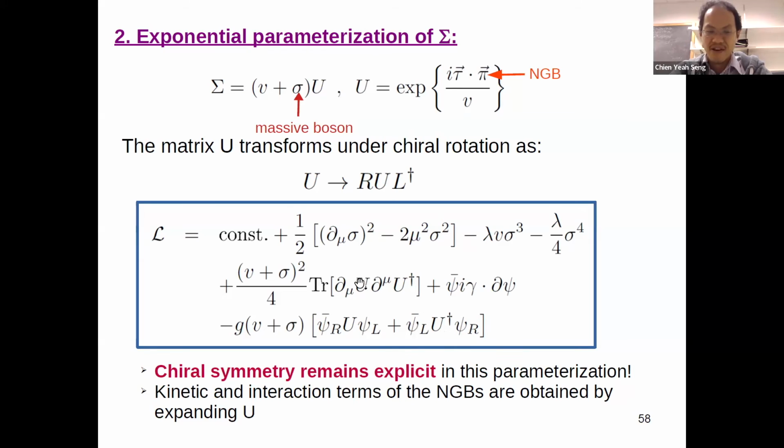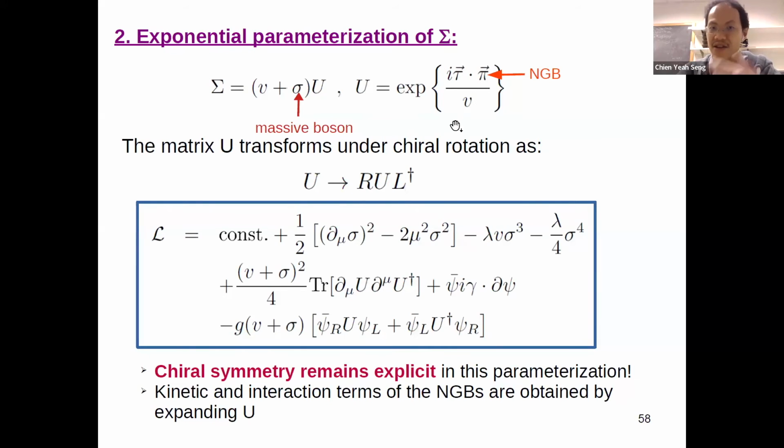And then this term is obviously also chirally symmetric because you have a trace. So the R can move there, so the R and R dagger cancel each other. So in this way of parameterizing the big sigma, you see that the chiral symmetry remains explicit, although you have introduced the Nambu-Goldstone boson pi here.